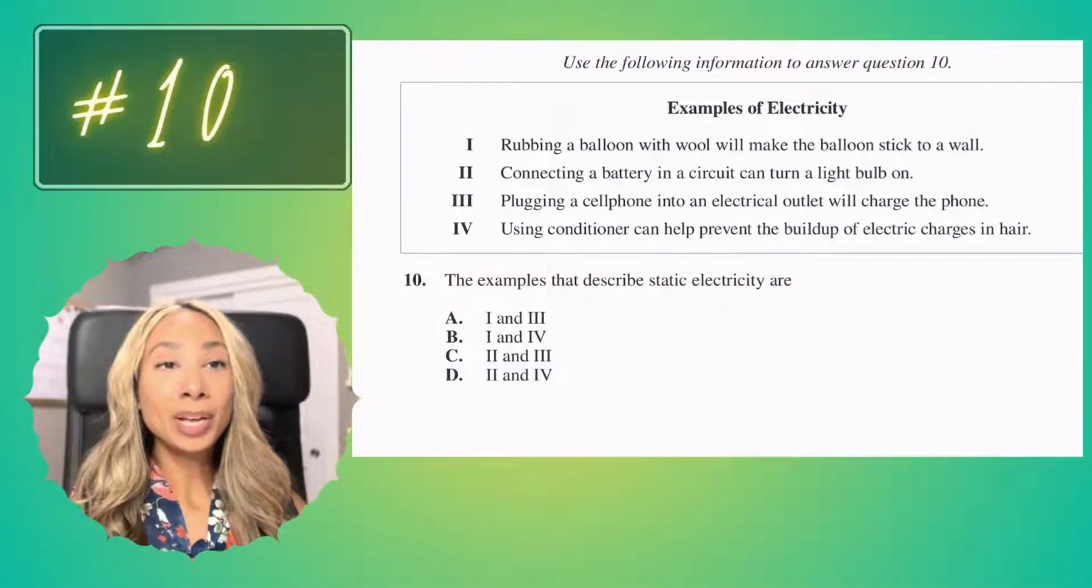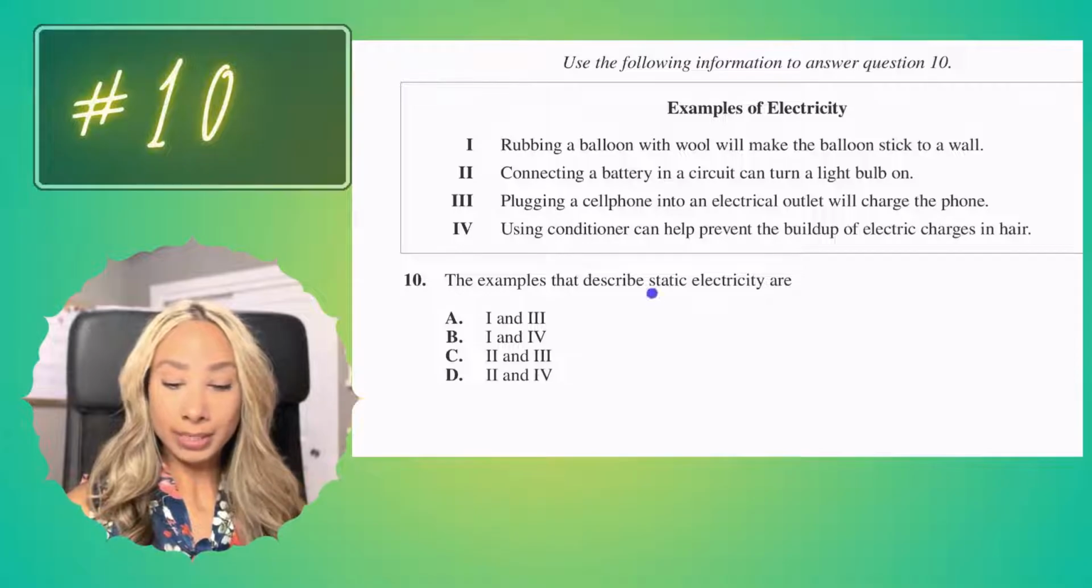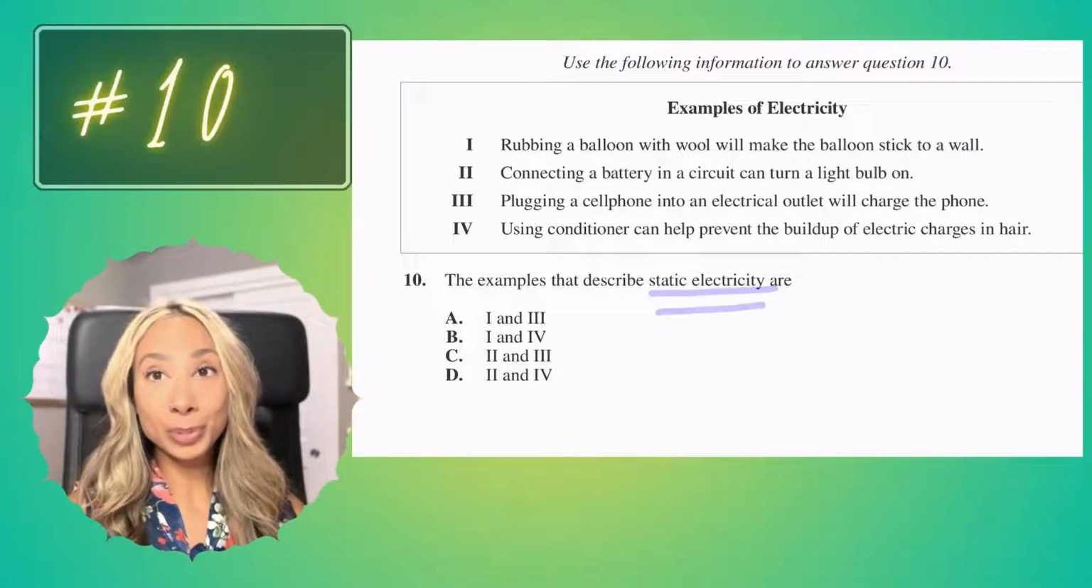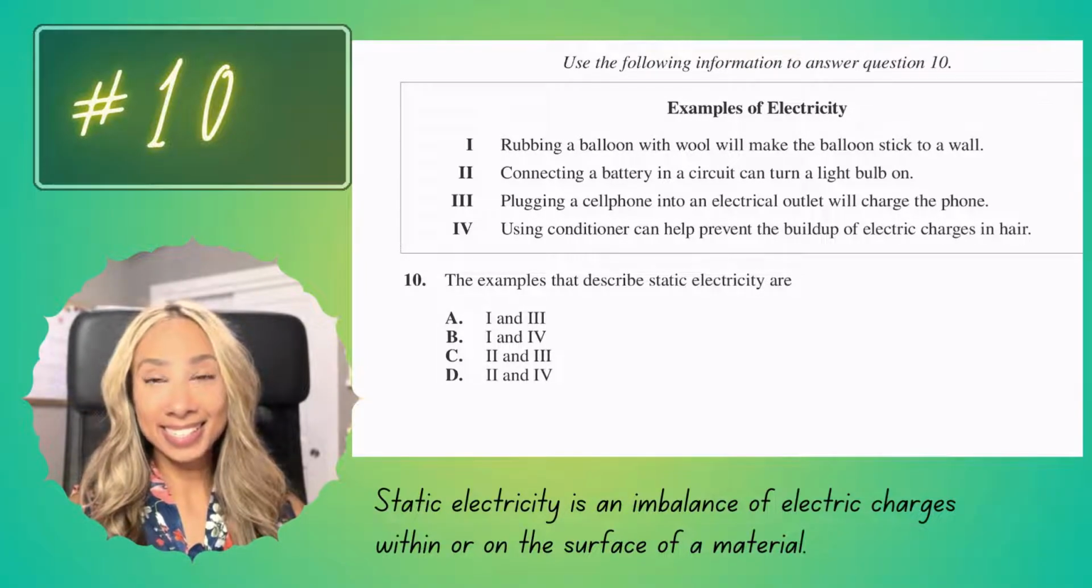Okay, number 10. So with number 10, they gave us some examples of electricity, but our job is to describe which ones would be static electricity. So if you don't remember what static electricity is, this is the definition. It's basically unbalanced charges.